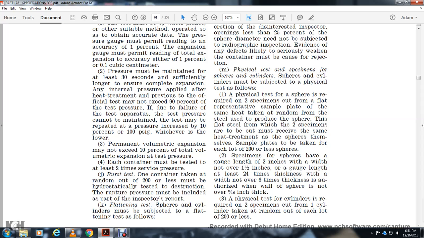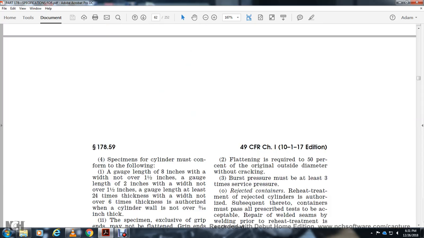The physical testing of cylinders requires two specimens cut from one cylinder taken at random out of each 200 or less. The specimen for cylinders must conform to the following: a gauge length of 8 inches, a width not over 1.5 inches, a gauge length at least 24 times the thickness, and a width not over 6 times the thickness of the authorized wall, for cylinders not over 3/16 of an inch.